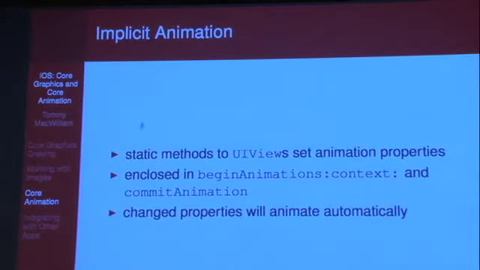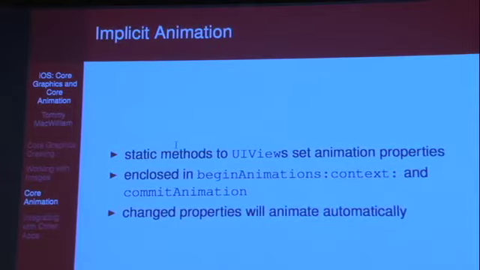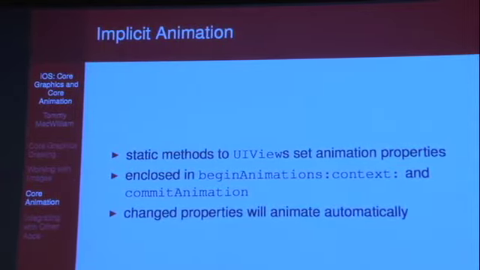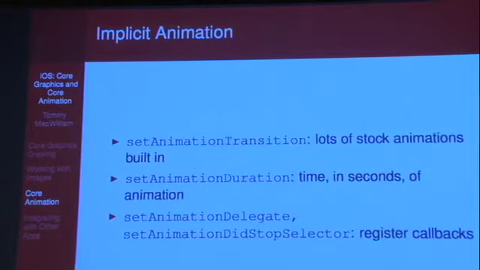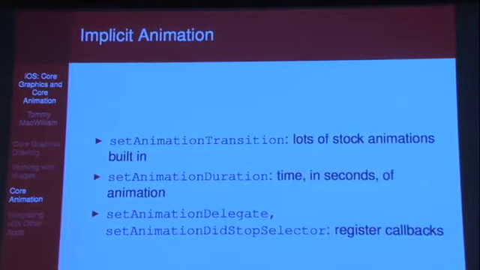So implicit animations, as we said before, are just static methods to the UI view that says I'm going to make some changes to properties, and once I'm done making all those changes, I want you to animate them. So that means that I could change the position or the size, and that's going to move smoothly for me. Or I can even do things like change the color. And again, iOS handles what it means to animate between these two things.